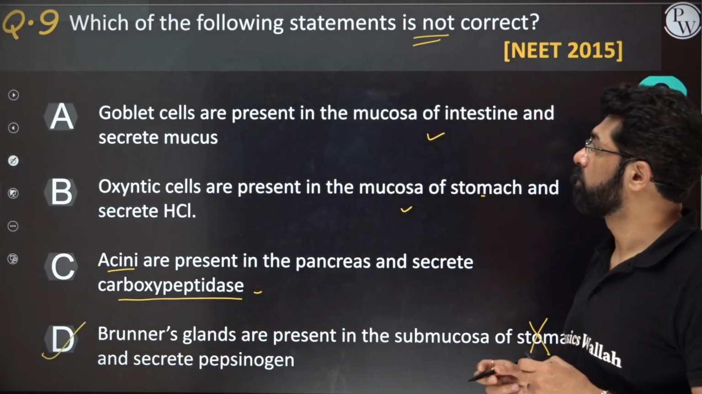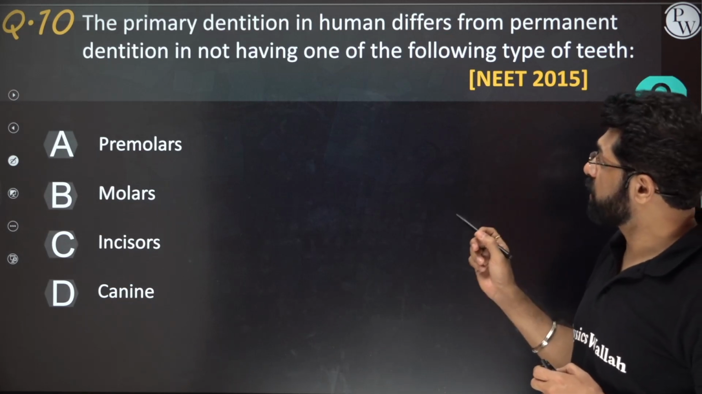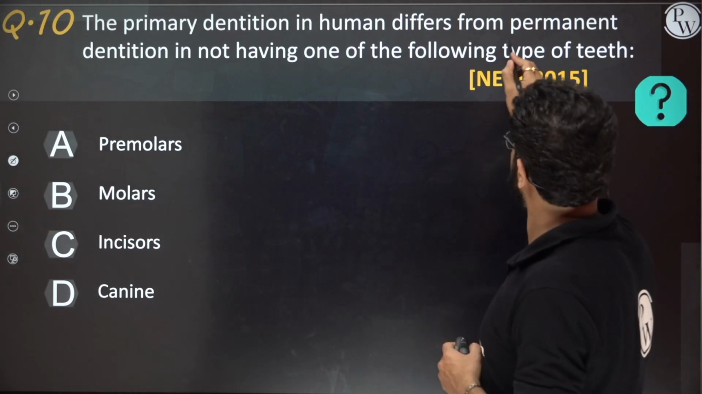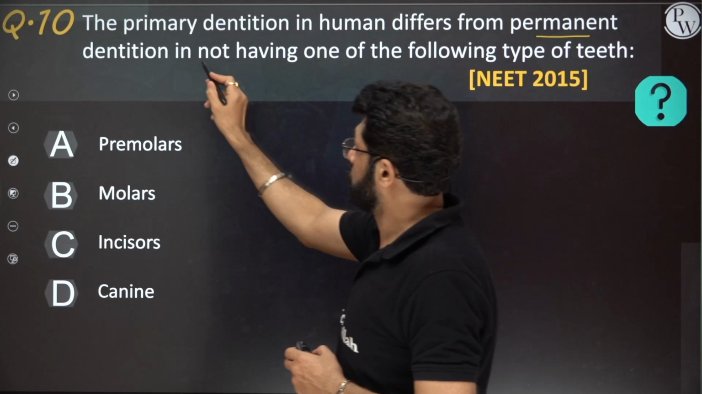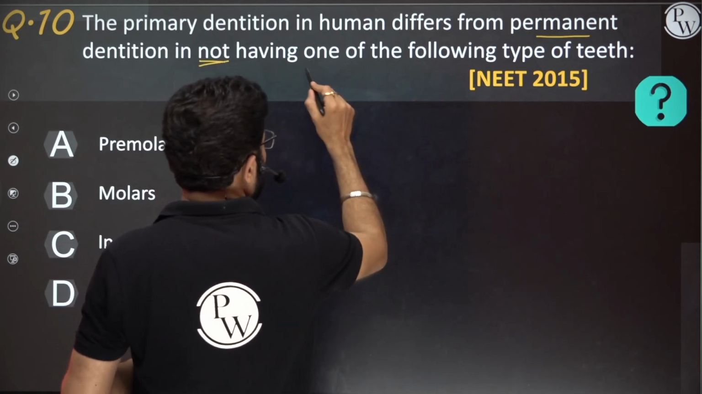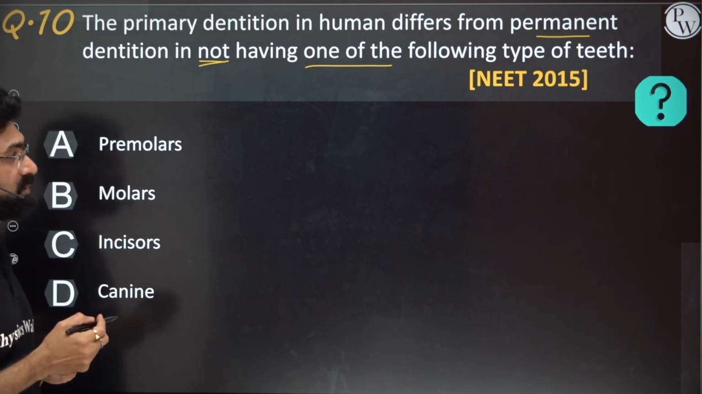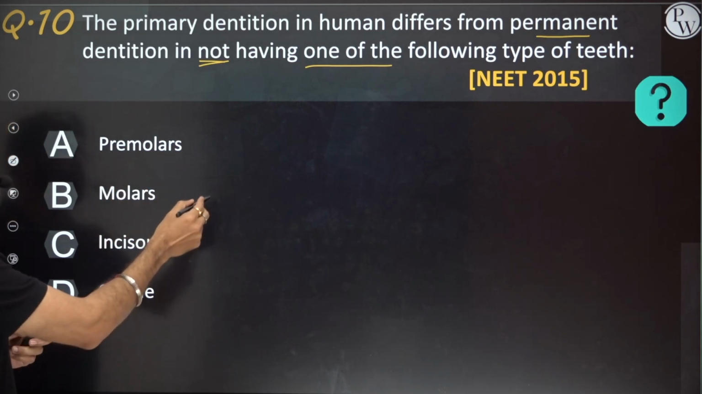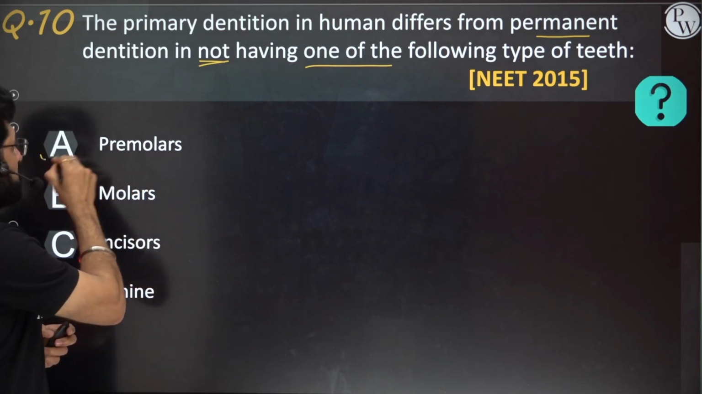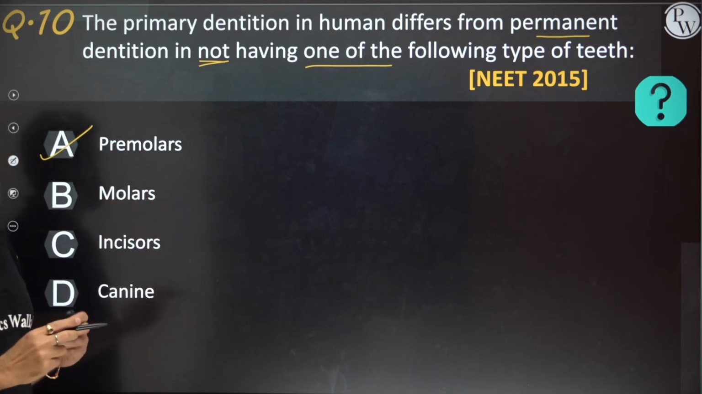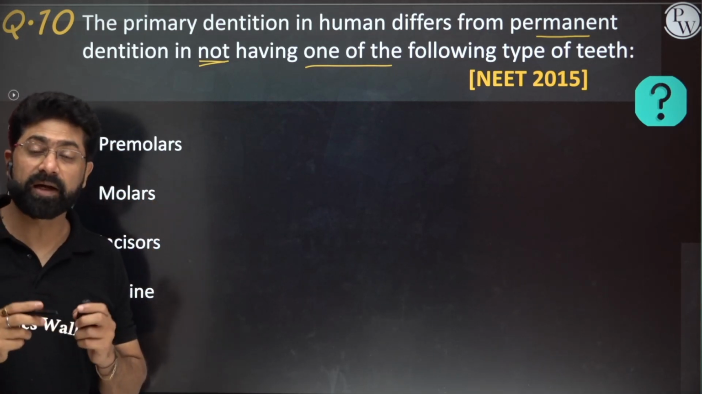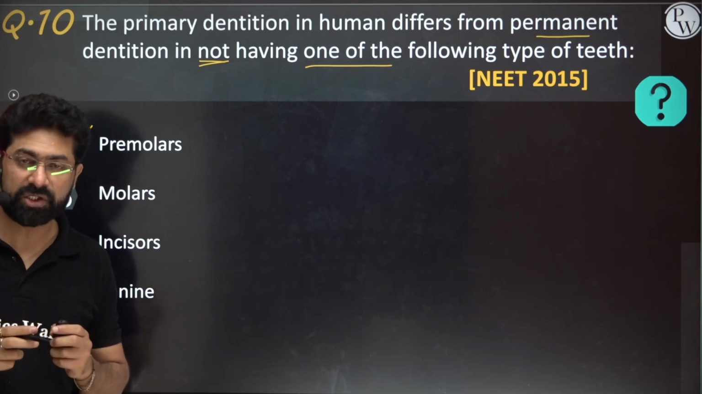Got it? The primary dentition in humans differs from permanent dentition in not having one of the following types of teeth. Again, NEET 2015 discussion has been asked. So, again, the answer will be premolars. So, premolars are not present in the milk teeth dentition. Okay.